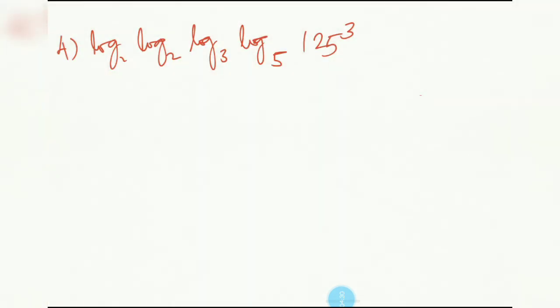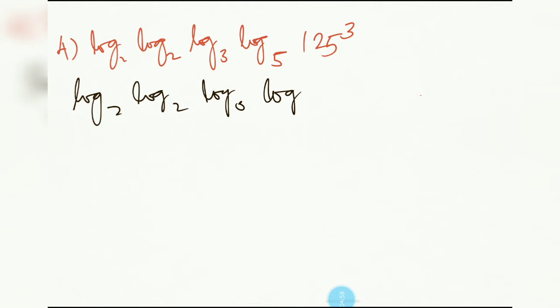fourth question you have to see, which is also similar to the previous question, that is the second one. Let's solve this. Now log base 2 log base 2 log base 3 log 125 cube to the base 5. Okay, so let's solve this, which is also quite a simple one, but we will do it. Now log 125 can be written as 5 cube, and the whole cube was already there, so let it be like that, to the base 5.